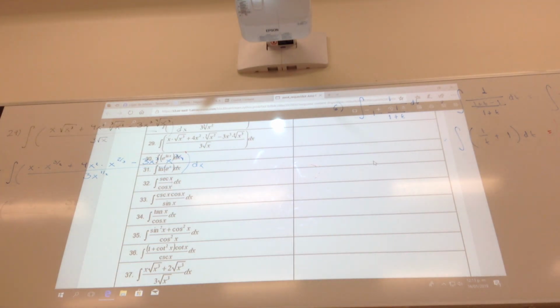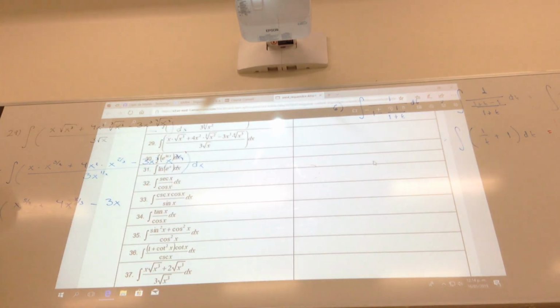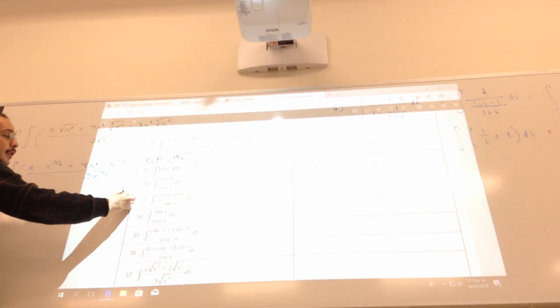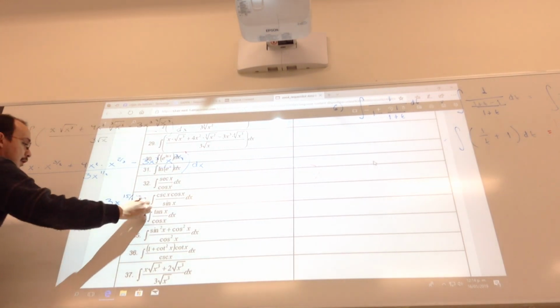Can I simplify further? Yeah. x times x to the 3 halves. Remember, you add exponents. 1 plus 3 halves is 5 halves. Plus 4x to the 2 plus 2 thirds, 8 thirds. Minus 3x to the 3 plus 3 fourths, 15 fourths. Very good. Over 3x to the 1 half.